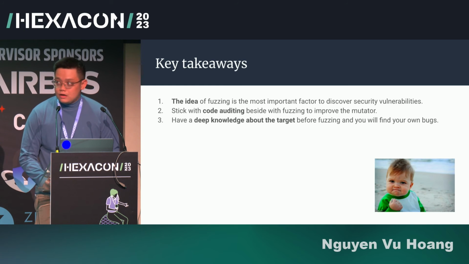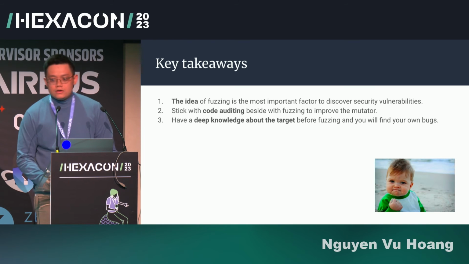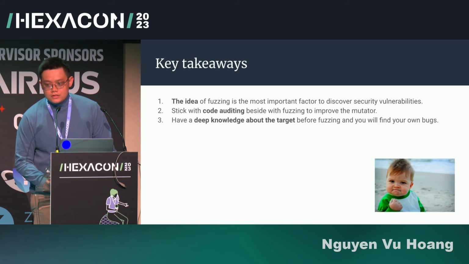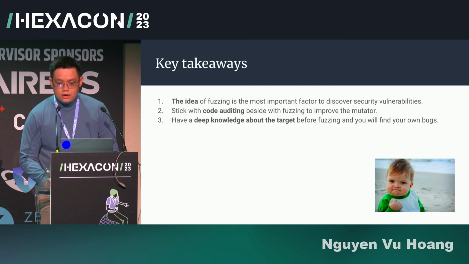Now, what is the most important thing for you guys? First, the idea of the fuzzing is the most important factor to discover security vulnerabilities. And the second thing is you have to stick with code auditing besides the fuzzing to improve the mutator. And the last, you have to have deep knowledge about the target before fuzzing, and you will find your own security bug.